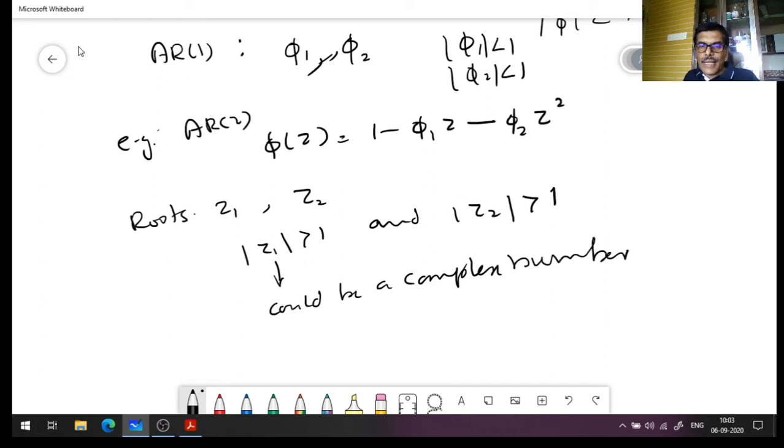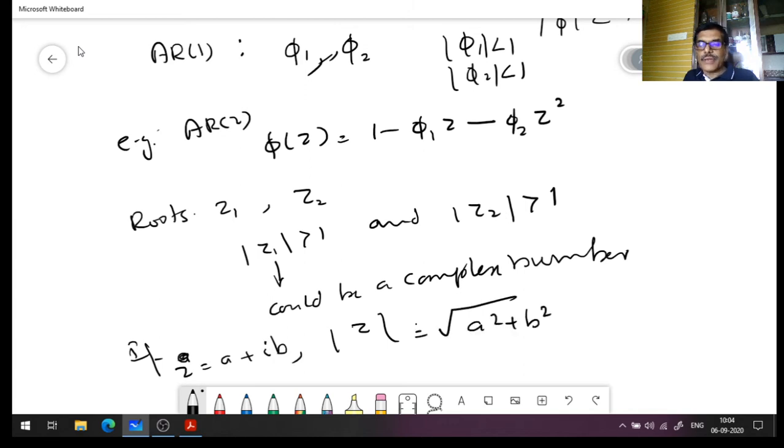So in such a case, absolute means if it is a complex number, z equal to a plus ib, then the absolute of z is square root of a square plus b square. So you need to compute this, and of course, if there is no imaginary part, it is real, then you can talk directly about this. So one has to be very careful about this. Now, this is the exercise that we carry out in the case of AR2.